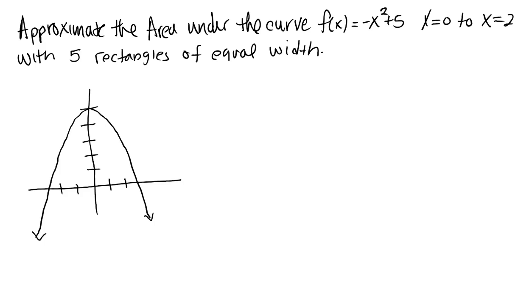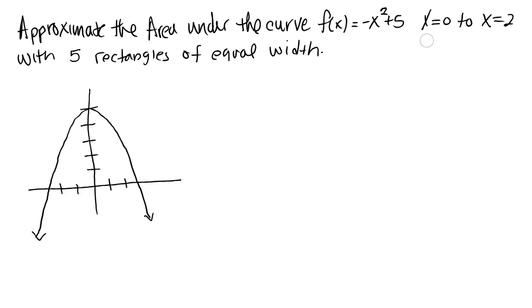The example we're working with today says approximate the area under the curve f of x equals negative x squared plus 5 from x equals 0 to x equals 2 with 5 rectangles of equal width. I went ahead and drew the curve that we're dealing with. F of x equals negative x squared plus 5. X squared means we have a parabola. The negative means that parabola is facing down, and the plus 5 has shifted that figure up 5 units. So that's the parabola facing down, shifted up 5 units.